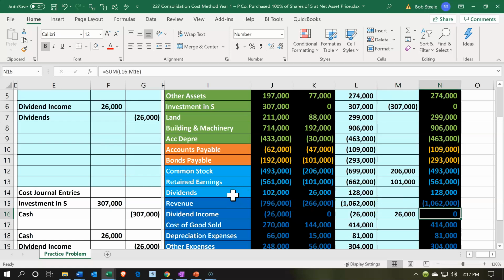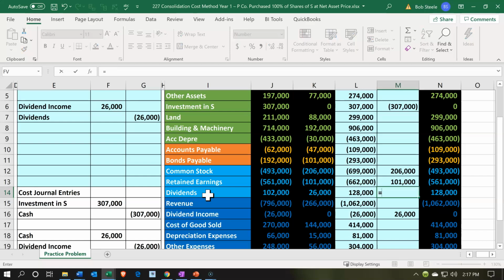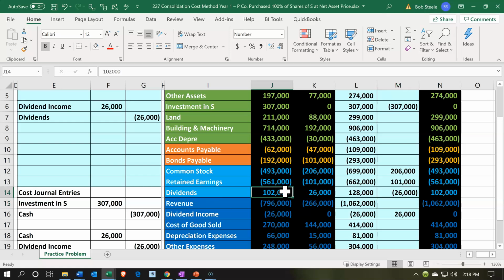And then the other side of that is the dividends. So the dividends that were paid from P to S need to be eliminated. That 26,000 needs to be eliminated. We're in cell M14 where we will say equals, scroll on over to that 26,000, removing those dividends, leaving us once again with what was in P's books.